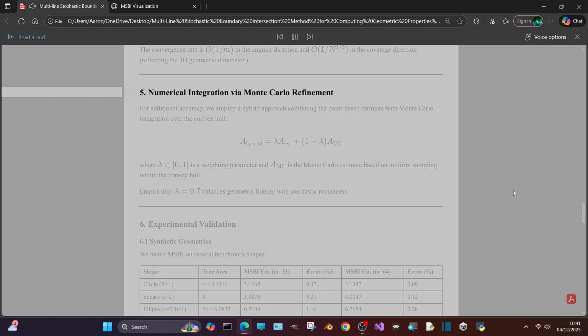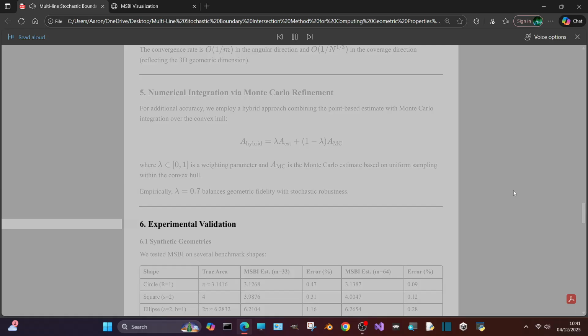5. Numerical integration via Monte Carlo refinement. For additional accuracy, we employ a hybrid approach combining the point-based estimate with Monte Carlo integration over the convex hull, where lambda is a weighting parameter and the Monte Carlo term is the estimate based on uniform sampling within the convex hull. Empirically, this balances geometric fidelity with stochastic robustness.